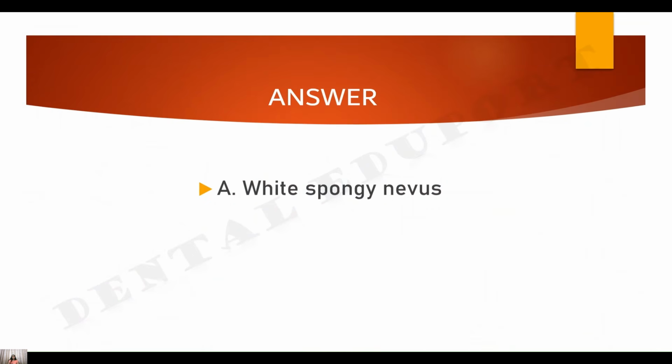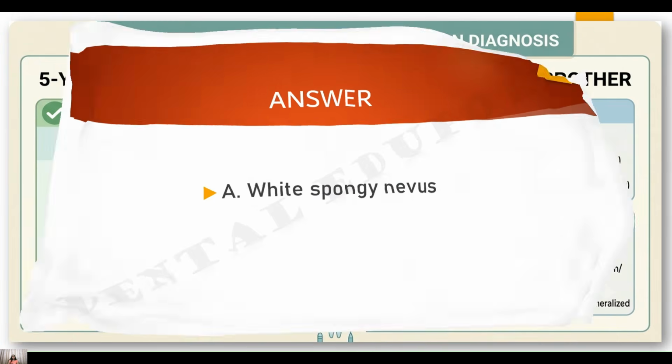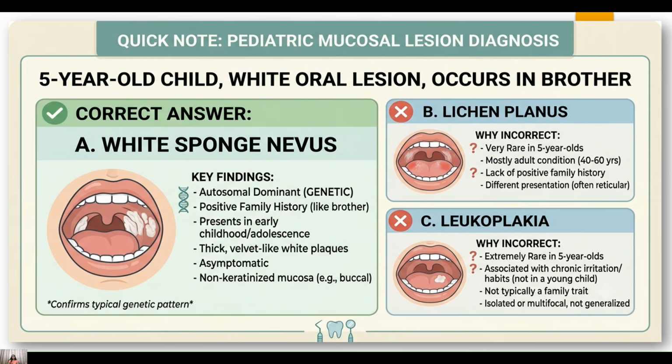A. White spongy nevus. When a young child presents with widespread asymptomatic white plaques in the mouth and a family history of the same condition, we must think about the genetic side. White sponge nevus is an autosomal dominant hereditary condition that often manifests in early childhood. It presents as thick velvet-like white plaques on non-keratinized oral mucosa. Lichen planus and leukoplakia are extremely rare in a 5-year-old child and lack this direct hereditary pattern.